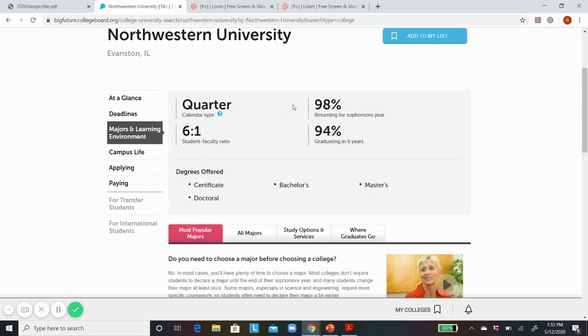Another thing that you should look at is the percent that return their next year. Very, very important. Obviously, the higher the number, the more happy and the better match academically and otherwise that a school is for a student, but you're looking for the best numbers that you can get there.